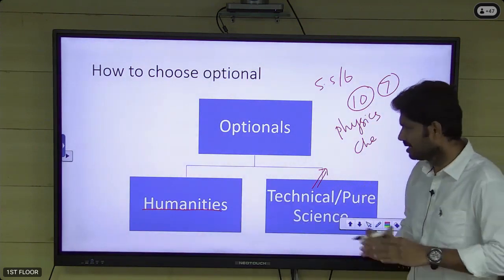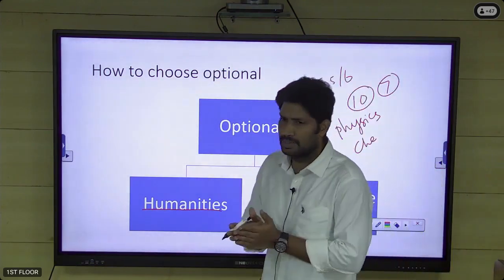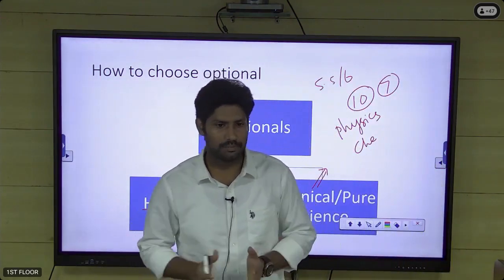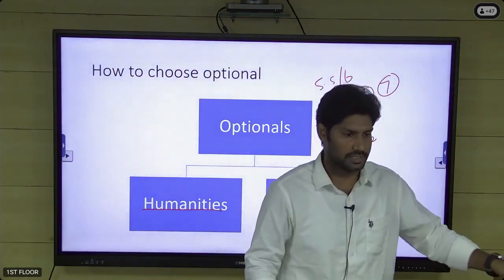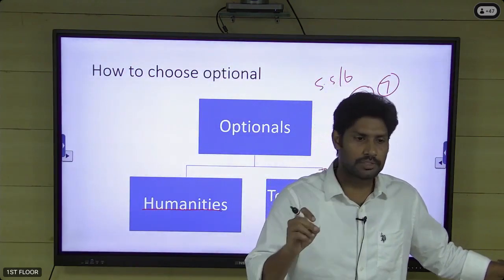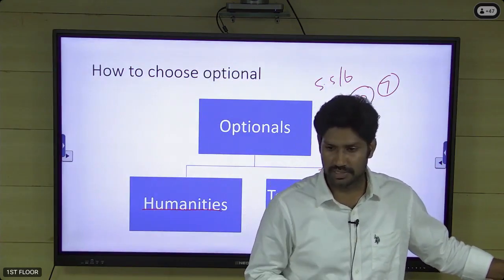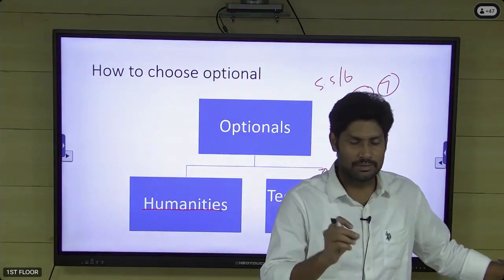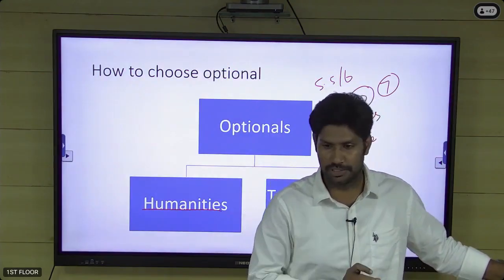But nowadays, one common trend in UPSC optional papers is that they split the questions. Earlier they asked a single question for 30 marks, 50 marks, or 60 marks. Nowadays, the maximum is a 20 marks question for the big question.